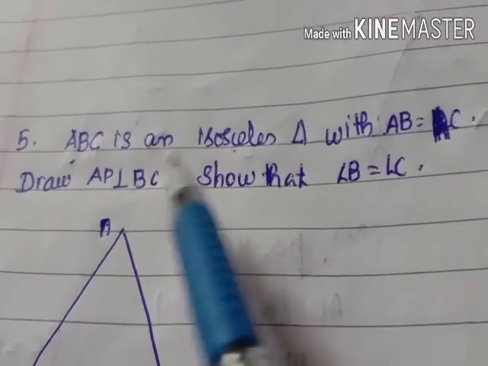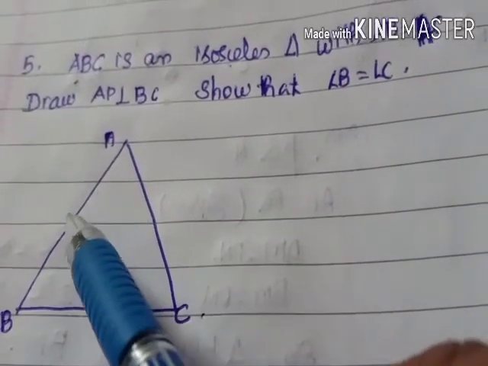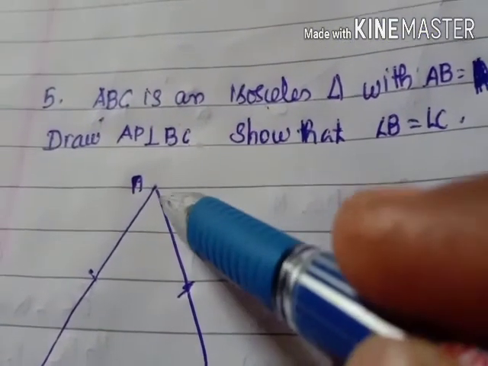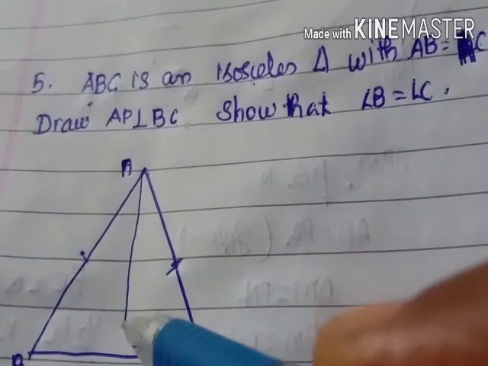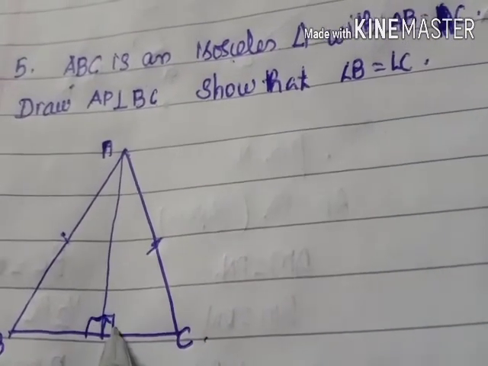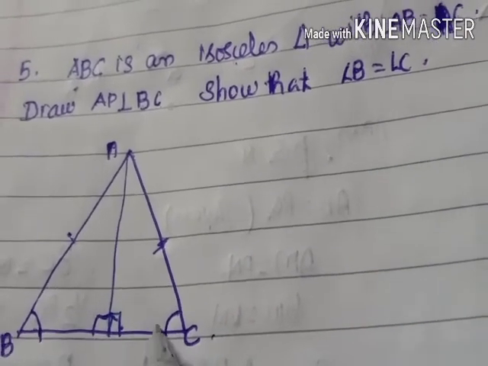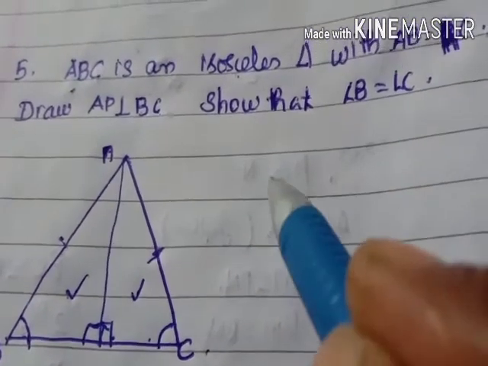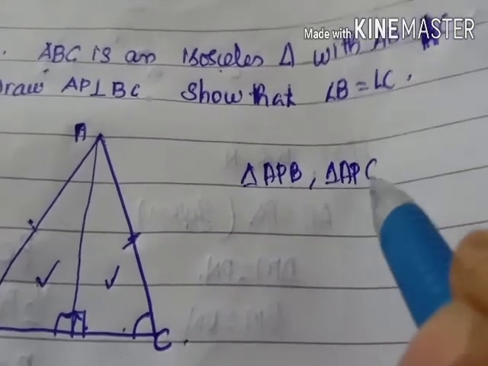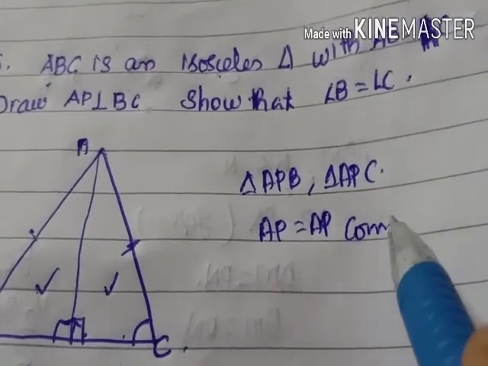ABC is an isosceles triangle with AB equal to AC. Draw AP perpendicular to BC, then show that angle B equal to angle C. So isosceles means two sides are equal, AB and AC. Then AP is the perpendicular line to BC. We have to prove these two angles are equal. Okay. So let us consider these two triangles APB as well as triangle APC. Is it clear? So here the common side is AP, isn't it?